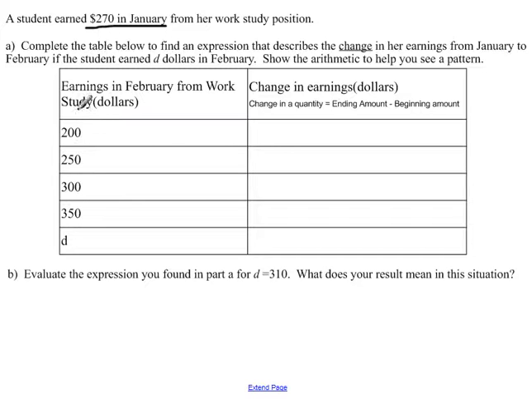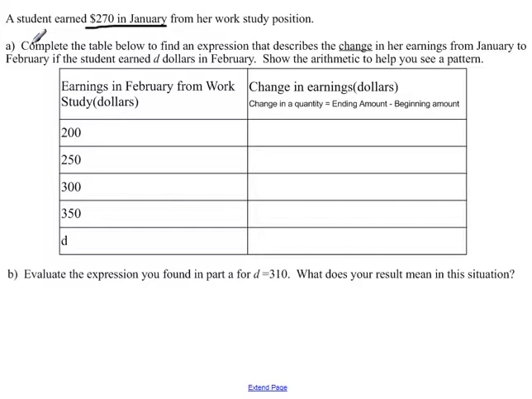So let's see what they're giving us here on the table. Here they're giving us a variety of different possibilities for the amount of money that the student might have earned in February. We know that this amount is in dollars, so $200, $250, $300, $350. We're going to take these specific amounts and see if we can see a pattern with these so we can generalize this for some D amount of dollars that would have been earned in February. And then once we do that, we're going to evaluate the expression that we found in Part A for D equals 310. What does your result mean in this situation?